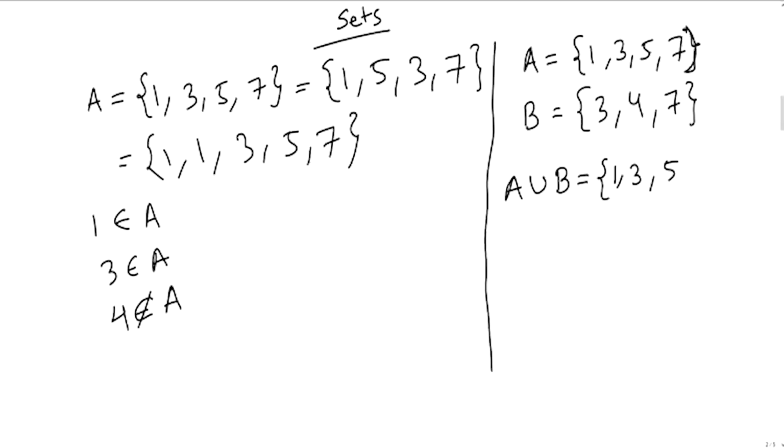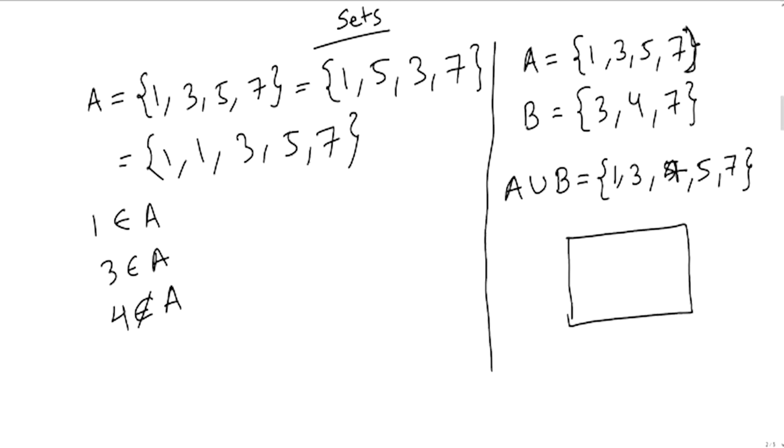5 belongs to A. Oh, before 5 there is also 4 which belongs to B, then 5 and then 7. So this is A union B. You can represent it using a Venn diagram as well. How to represent it using a Venn diagram?